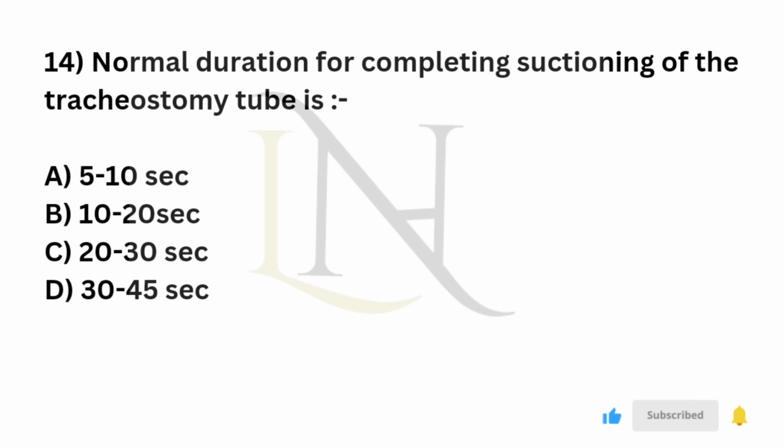Normal duration for completing suctioning of the tracheostomy tube is: option A, 5 to 10 seconds; option B, 10 to 20 seconds; option C, 20 to 30 seconds; option D, 30 to 40 seconds. Answer is option A, 5 to 10 seconds. For tracheostomy suctioning, not more than 10 seconds.